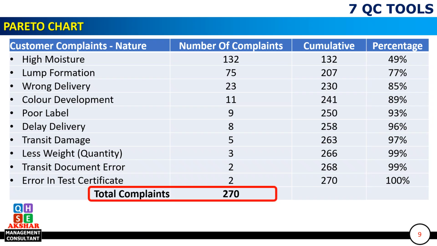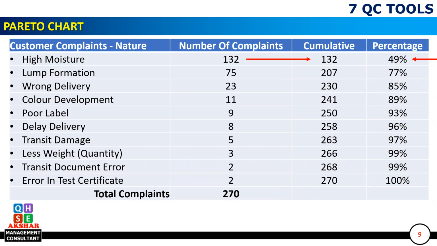There is a total of 270 customer complaint data. The first highest is high moisture complaints. The cumulative number is 132. It is 49% of the total number of complaints. The second highest is lump formation complaints. The cumulative number is 207. It is 77% of the total number of complaints.